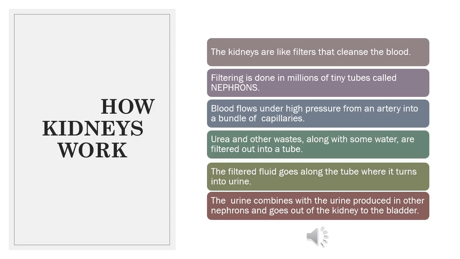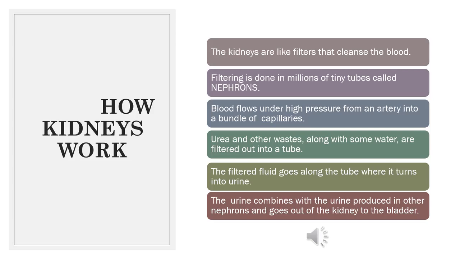The main function of the kidney is urine formation, which takes place in 3 steps. First is pressure filtration, then selective reabsorption, and third step is tubular secretion. Filtering is done in millions of tiny tubes called nephrons.